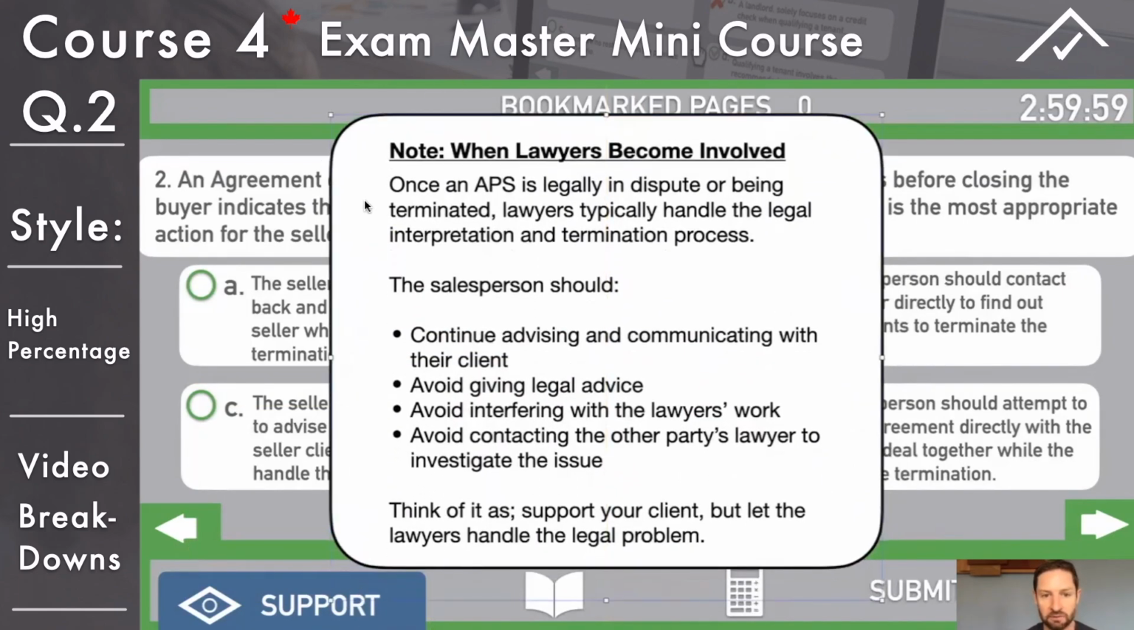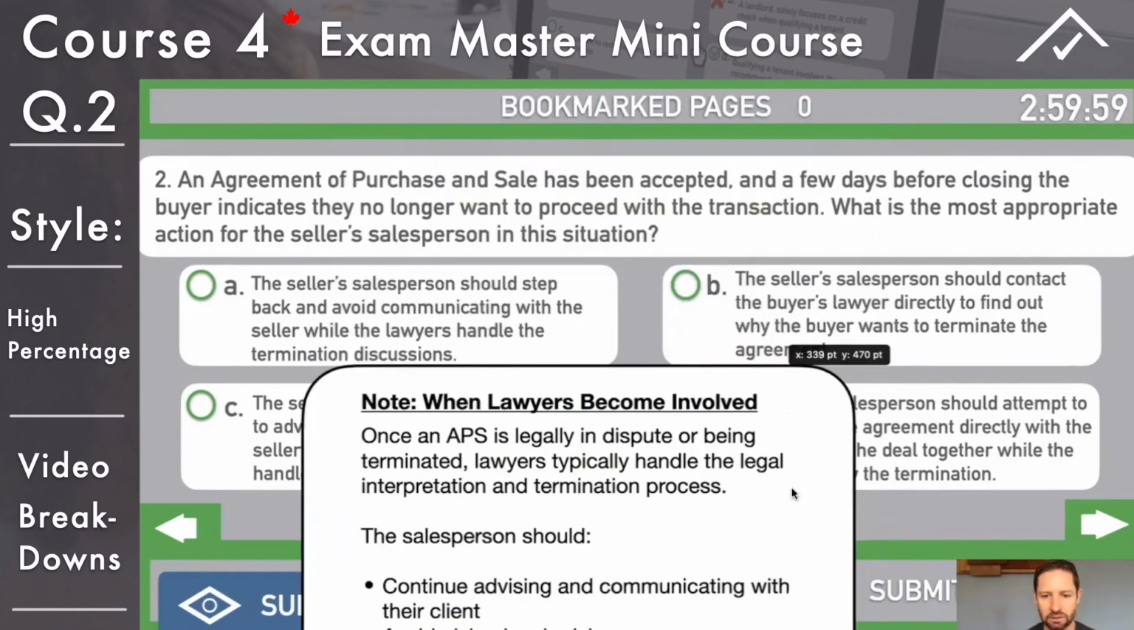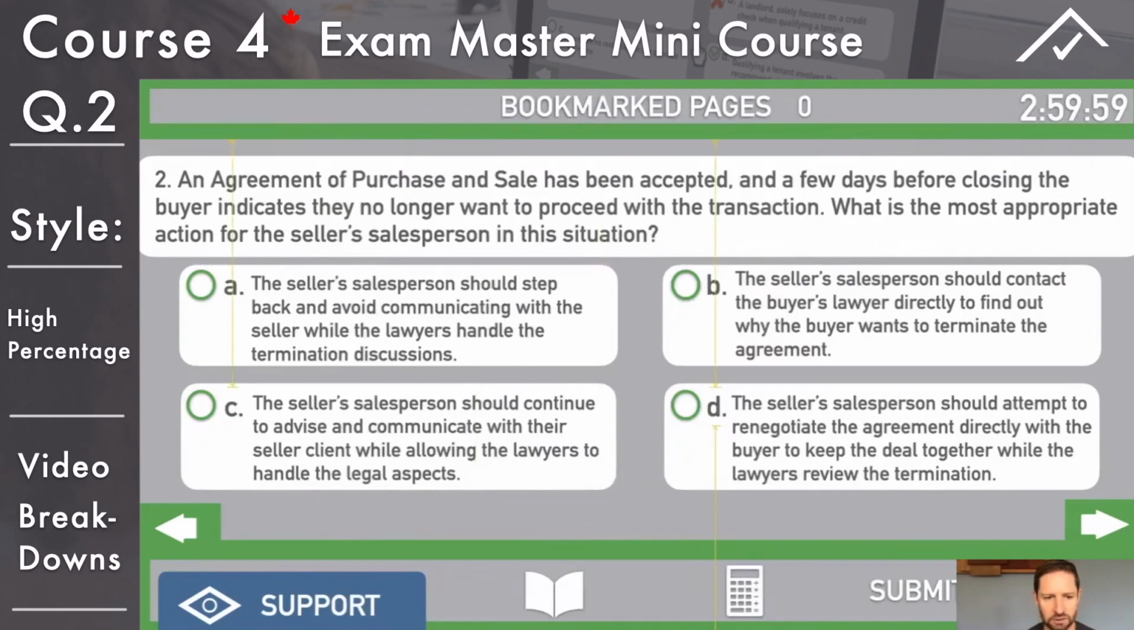Note, when lawyers become involved, once an APS, agreement of purchase and sale, is legally in dispute or being terminated, lawyers will typically handle the legal interpretation and termination process. The salesperson should continue to advise and communicate with their client, avoid giving legal advice, avoid interfering with the lawyer's work, and avoid contacting the other party's lawyer to investigate the issue, right? Think of it as: support your client, but let the lawyers handle the legal problem in this case of wanting to terminate this deal. Okay, C, answer and move on.